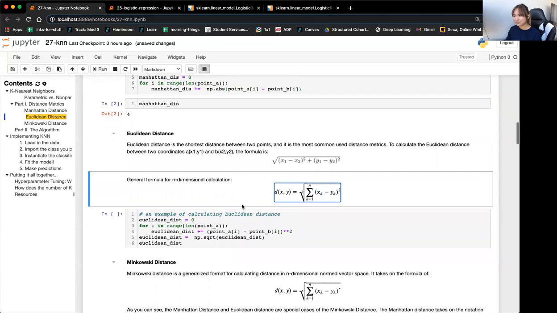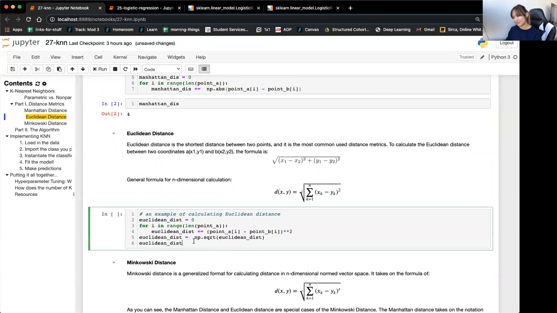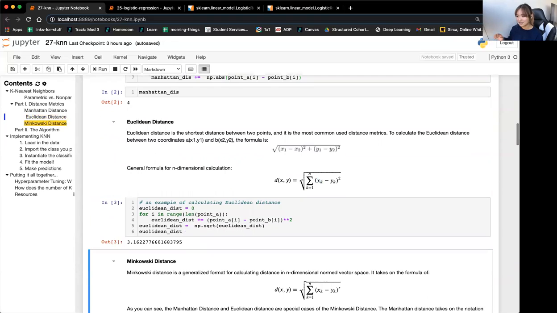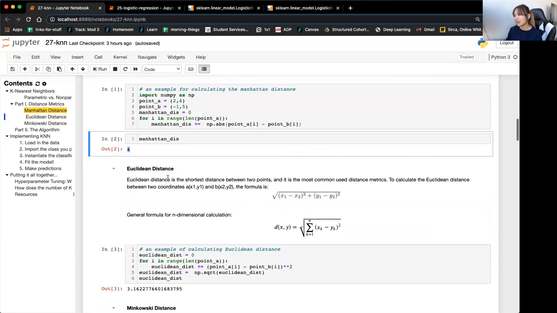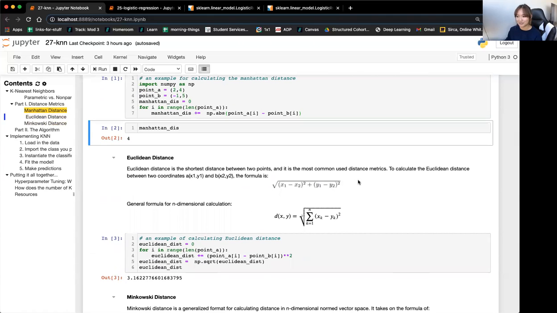All right, here's another Python function that does this. The Euclidean distance between the two points is 3.16. It makes sense that the Euclidean distance is smaller than the Manhattan distance, because instead of going like that and like that, you're just going straight across. It just makes sense that it's shorter. And Pythagoras' theorem is how I like to remember Euclidean distance.